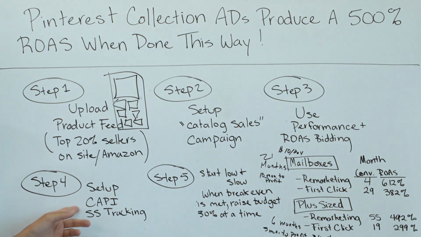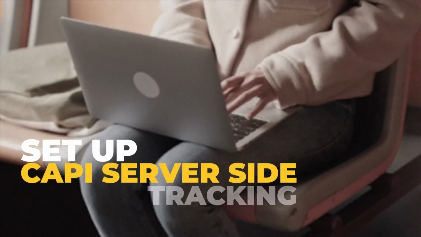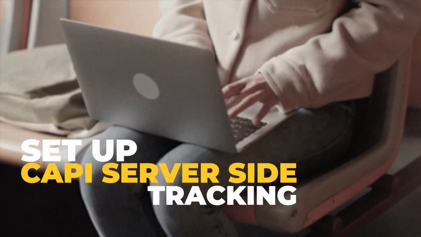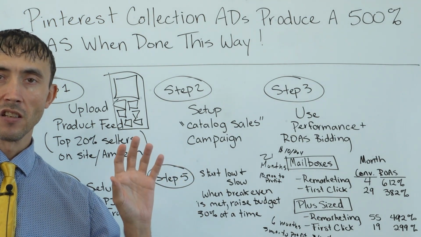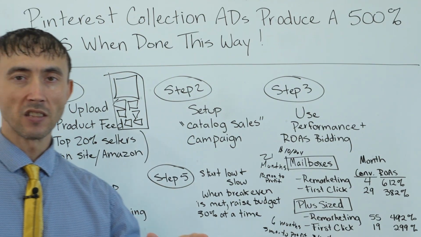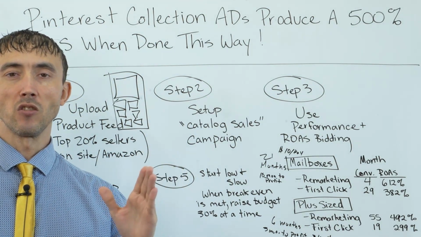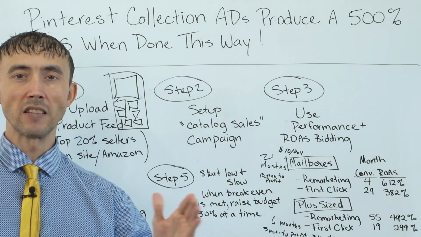Then step 4, you're going to set up CAPI server-side tracking. In order for this to truly work, because it's going to optimize for sales, you need to give it nice, crisp, clean sales data coming in. So when you do get a sale, the ad platform's aware of it and can do more of that and do less of what's not working.